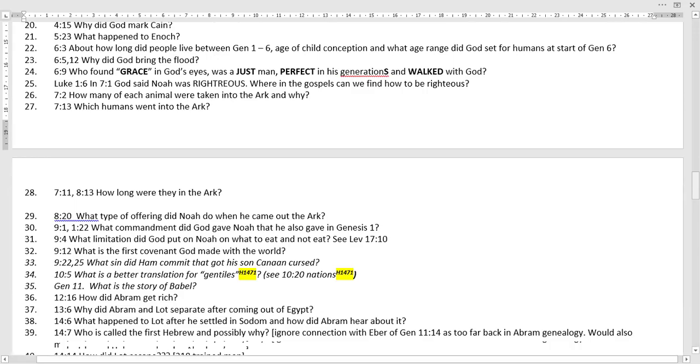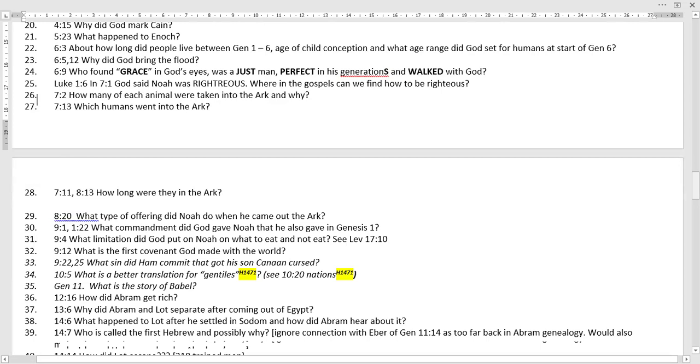26. How many of each animals were taken into the ark, and why? 7 verse 2. Of every clean beast thou shalt take to thee by sevens, the male and his female, and the beasts that are not clean, 2 by 2. The reason why you take the clean ones by 7, because it's going to be sacrifices, and so you need more of them. If you just had one pair and then you do a sacrifice, that's the end of the species.